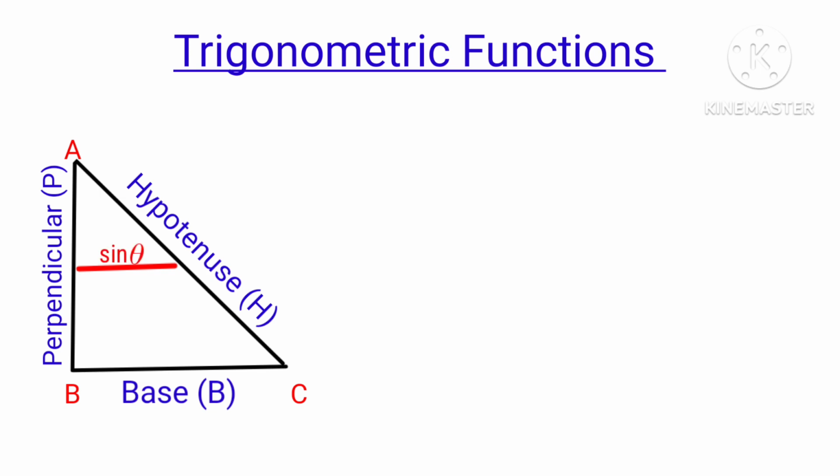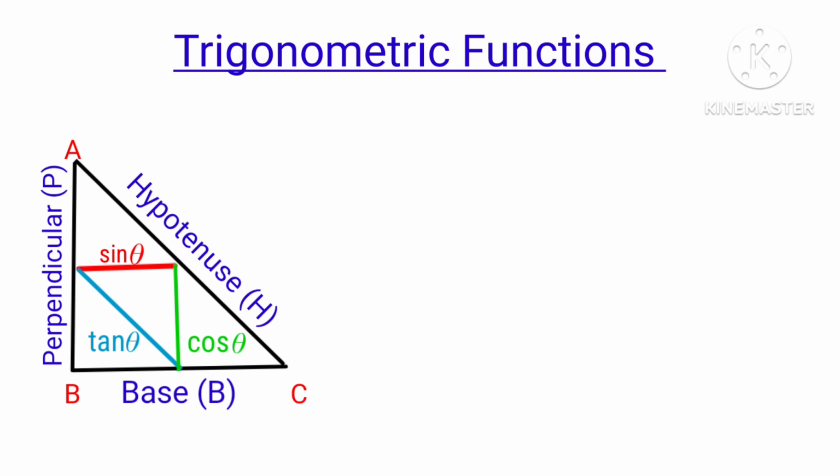Next cos theta, that is base by hypotenuse. So this is the base and this is the hypotenuse line. So the line joining these two is cos theta. So mark that as cos theta. Next perpendicular by base, that is tan theta. So mark the line joining perpendicular and base as tan theta. So now you have a right angle triangle, and inside it there is something like an inverted triangle. So these are the first three functions.